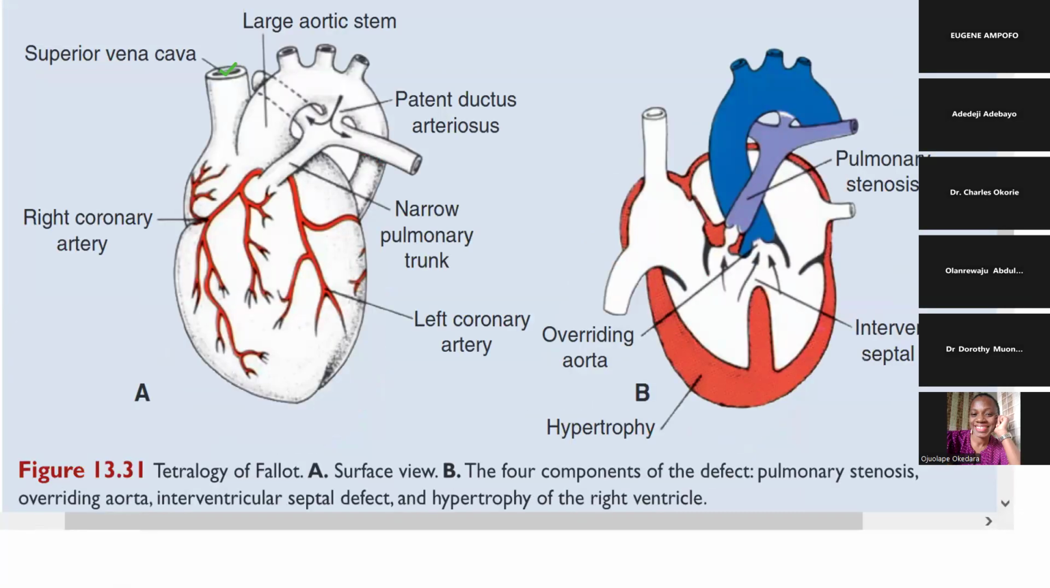This is another diagram showing the presence of tetralogy of Fallot. Looking at it, we can see that the four components of tetralogy of Fallot are present here. We have the overriding aorta, we have the pulmonary stenosis, we also have the VSD, which is pronounced here, and the right ventricular hypertrophy.